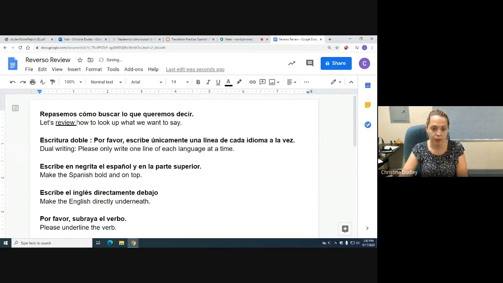Okay? So the verb is the action. And if you're not sure, just try to think about, okay, what's happening? What am I doing? Look up is a verb. Okay, what we want to say. Those are all verbs. Okay? It's okay if you're not good at this yet. It's all right. Dual writing. Please only write. That's the verb. Okay? Oops. 1 line of each language at a time. That's all I'm doing is writing in that sentence, right? Make the Spanish. Oh, sorry, guys. Let me undo that. I need to do it in Spanish.